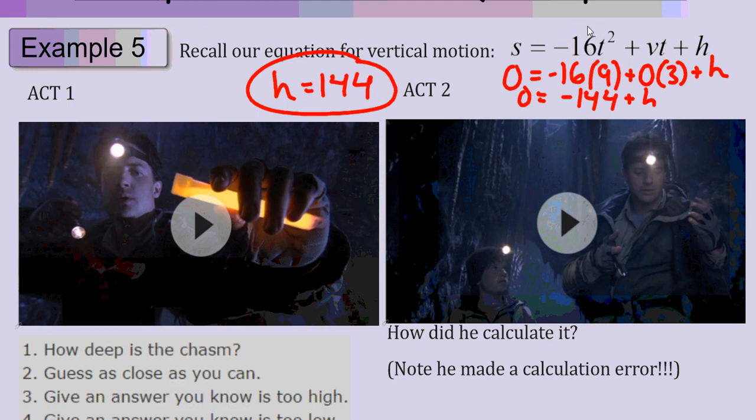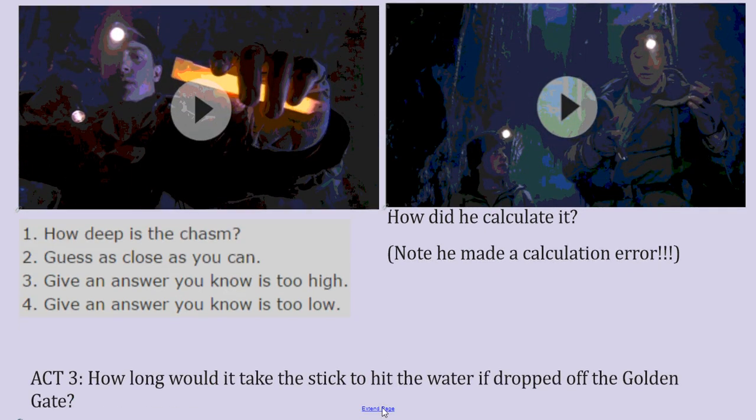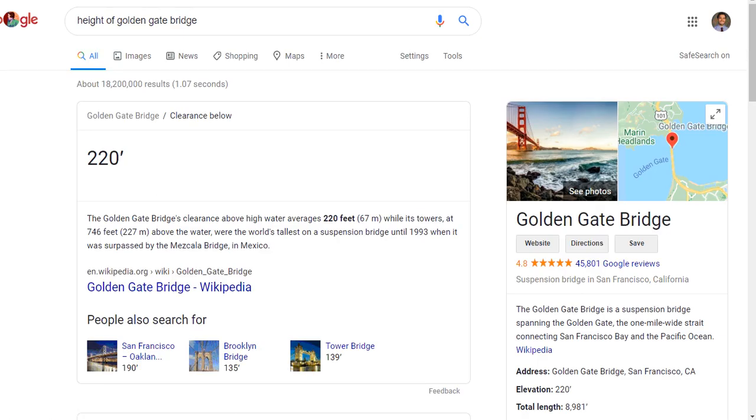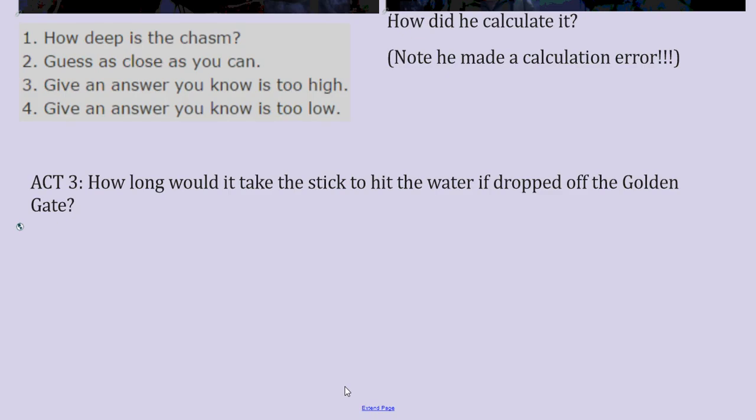That'd be really high. Now we're going to do one where we need to do the opposite. The question is, how long would it take if you dropped something off the Golden Gate Bridge? So we're going to look up the height of the Golden Gate Bridge, and it's 220 feet.